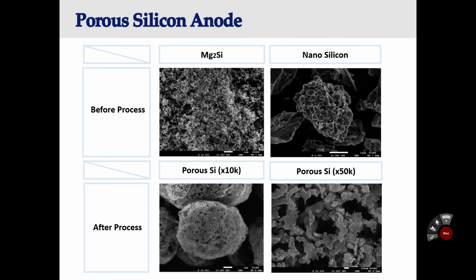Next, we will look at the SEM pictures of our anode material. The picture above shows the images of magnesium silicide and nanosilicon before the process, and the lower part was taken after the process. If you look at the surface zoomed in, you can see fine pores in the surface of silicon.